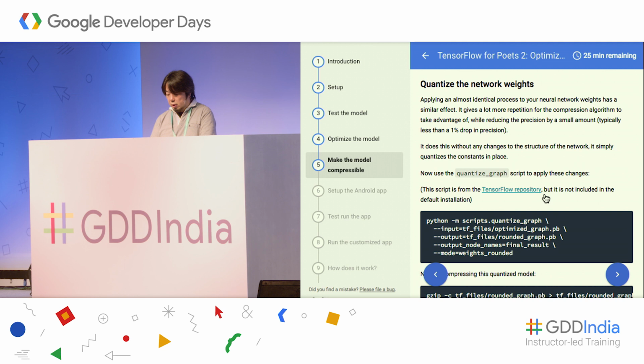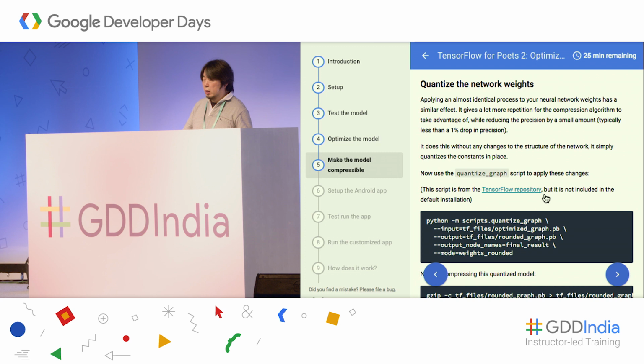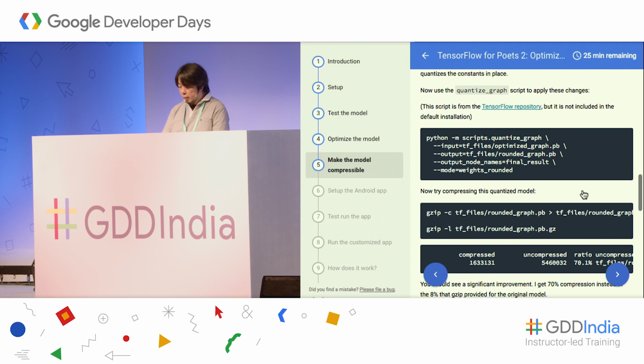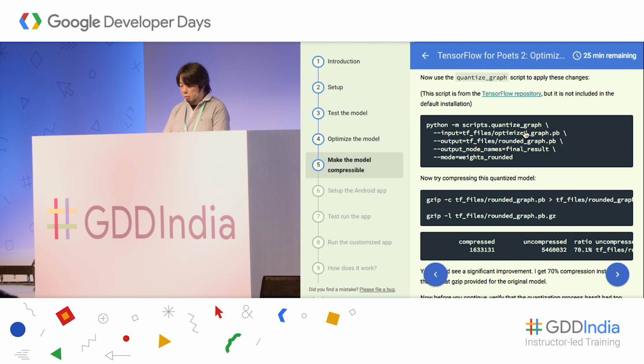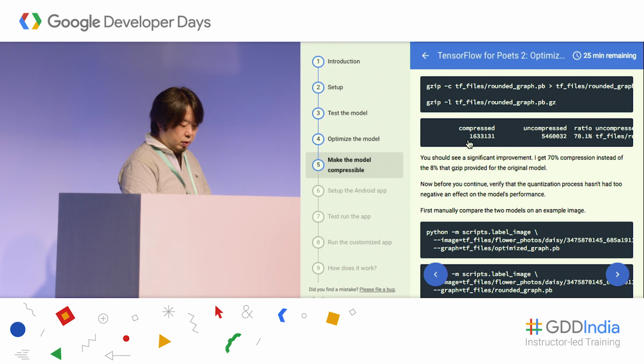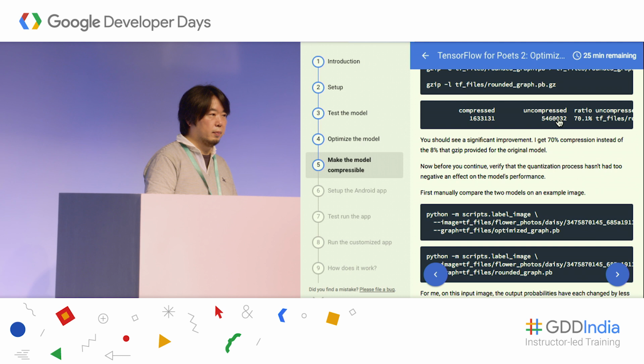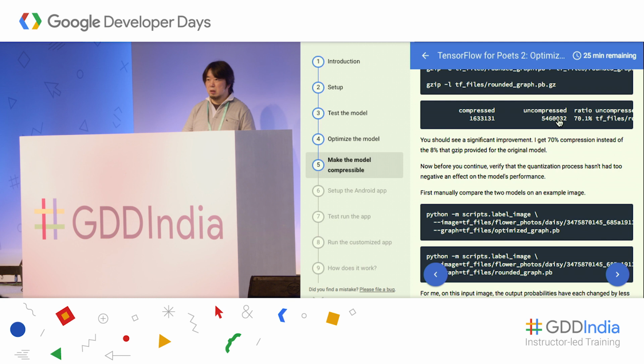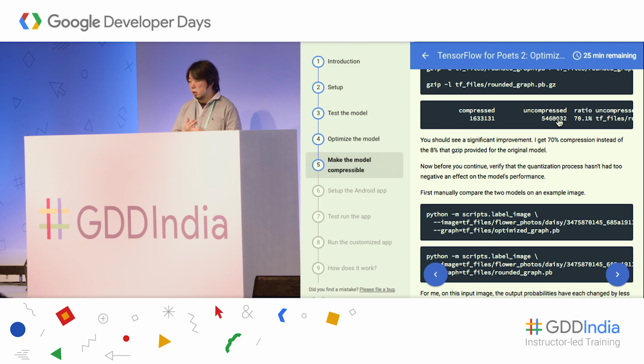As I mentioned in the concept part, you can use quantization techniques to compress the weights and biases from 32-bit to 8-bit integers. In this codelab, you can apply the technique by using the scripts.quantize_graph script. Doing so, you can get a much higher compression ratio, like a 70% compression, instead of 8%. So you can see that the quantization technique is a huge part of the optimization of neural network inference for prediction.